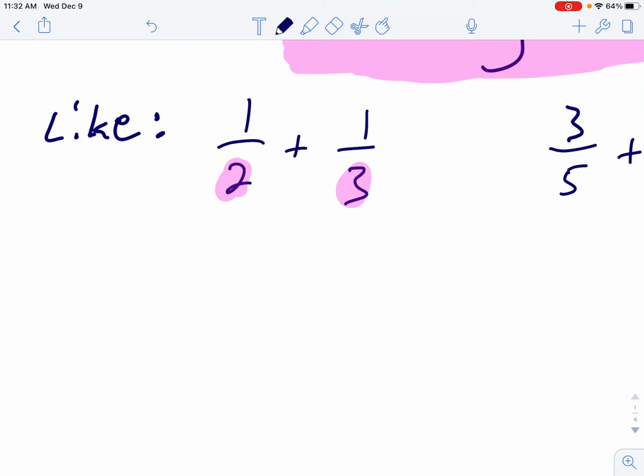Let's see, 30 would be a common denominator, right? 2 and 3 both divide into 30. But usually you try to find the lowest common denominator. So you try to think of the smallest number that 2 and 3 will both divide into, and it happens to be 6. When in doubt, you can always multiply them together. 2 times 3 is 6. So there you go. That's your common denominator.